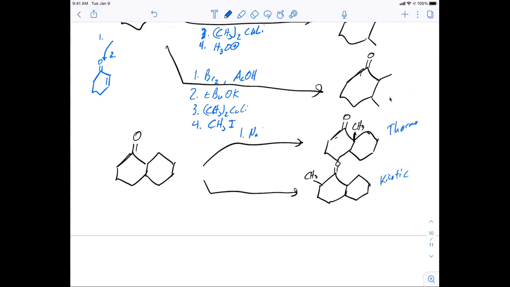So for the first one, something like sodium hydride, but since we want thermodynamic, we want it at least room temperature, if not higher, right? And then we add our methyl iodide or electrophile. In the second one, we want something that's bulky and a low temperature. So LDA, right? And then minus 78 degrees Celsius, that'll give us kinetic. Oh, 1 and 2. Now we add our CH3I. Questions about those two?